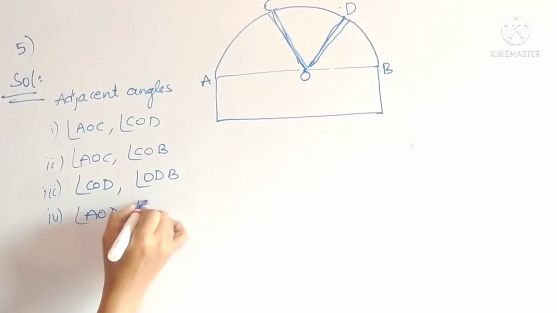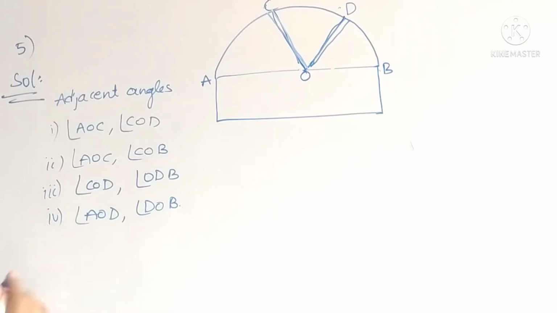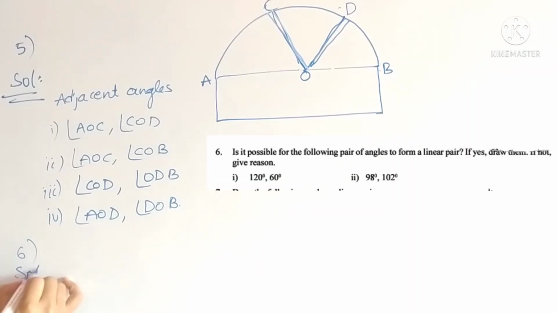AOD and angle DOB. So the common arm is OD and the common vertex is O. Like this we can write adjacent angles. Adjacent angle means common arm and common vertex. The common arm should be between the two angles. You should remember that correctly. Okay.